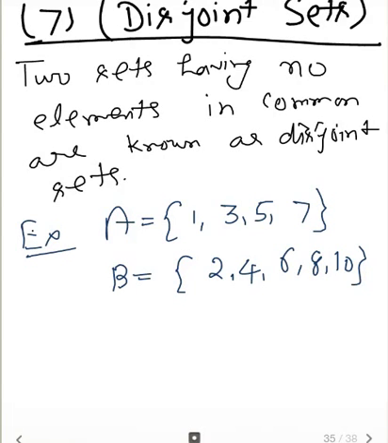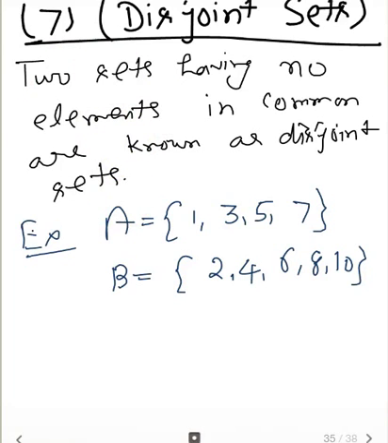Moving to the next type of set, that is the disjoint set. Suppose there are two sets in such a way that there is no element in common in both the sets. Then we'll say that these are disjoint sets. Two sets having no elements in common are known as disjoint sets.